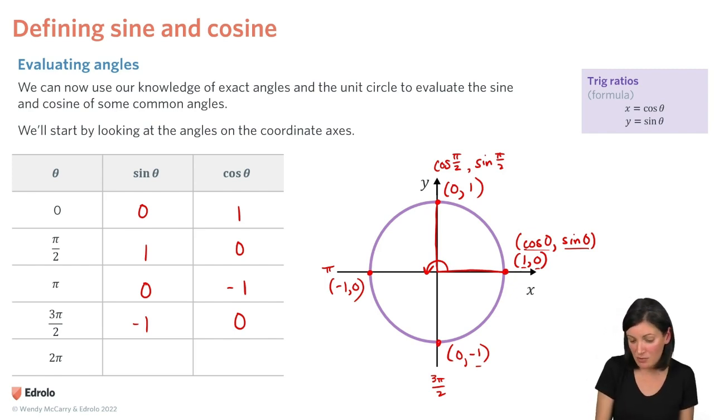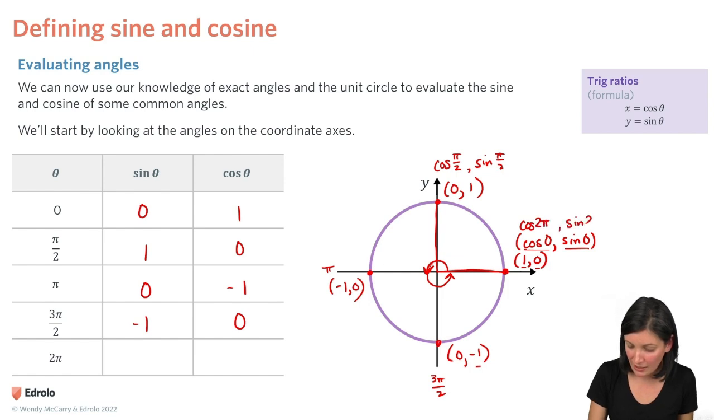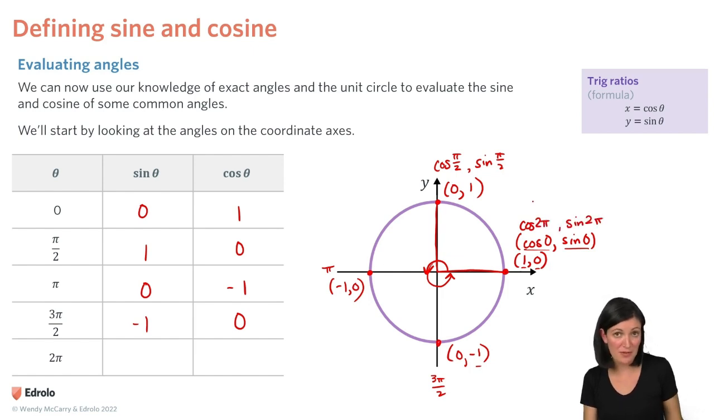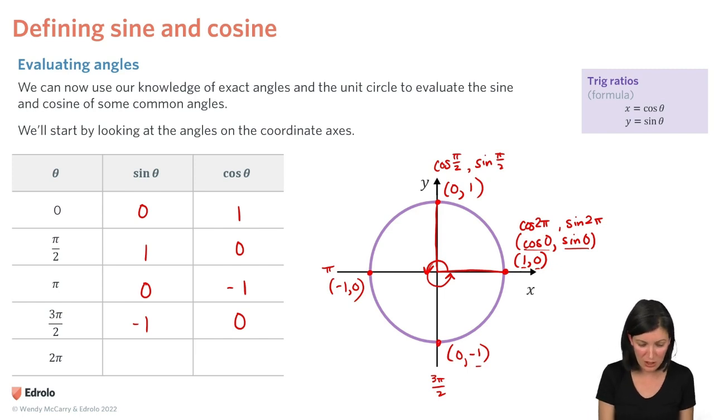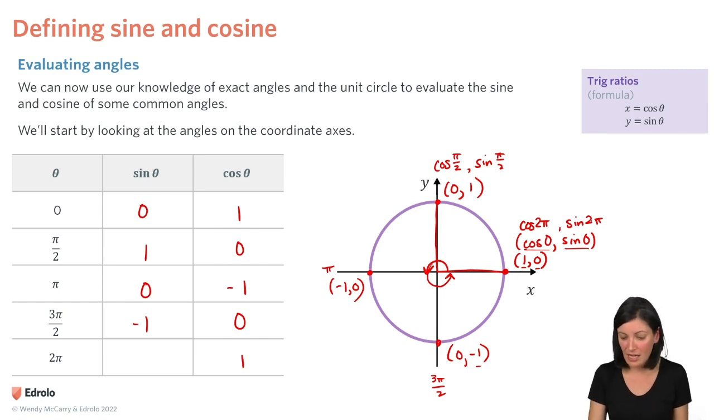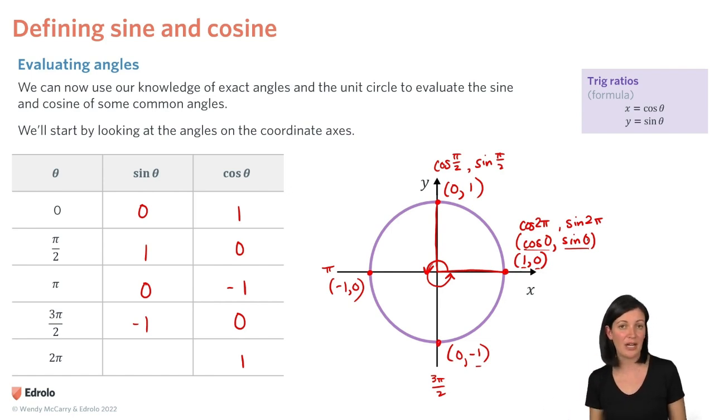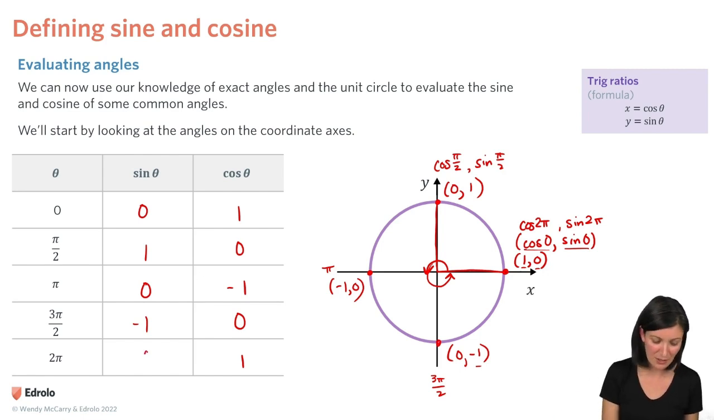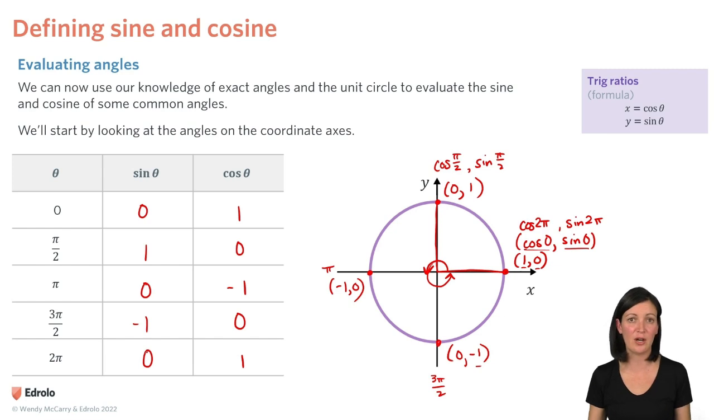Okay, if we kept going around the circle, we'd get back to 2 pi here. So look at that. That means that the cos of 2 pi is actually equal to the cos of 0, okay, which is 1. And the sine of 2 pi is the same as the sine of 0, okay? So if you put sine of 2 pi into your calculator and sine of 0 in your calculator, you'll get the value 0. Okay, they're the same. They're equivalent angles.